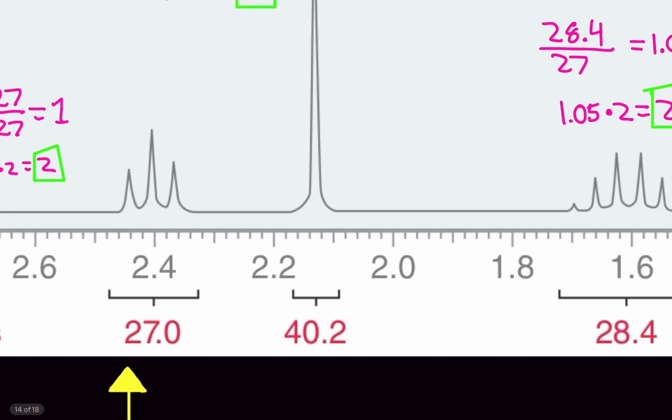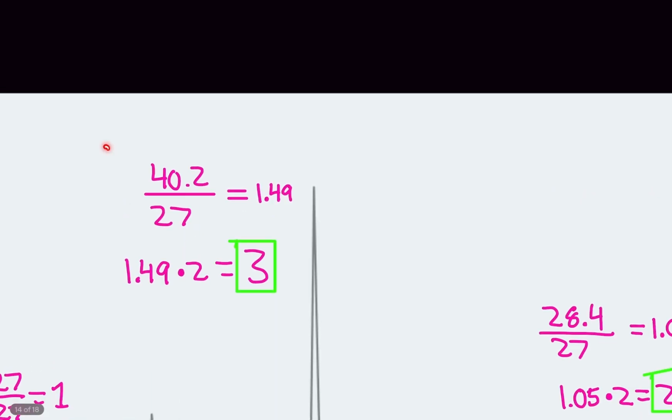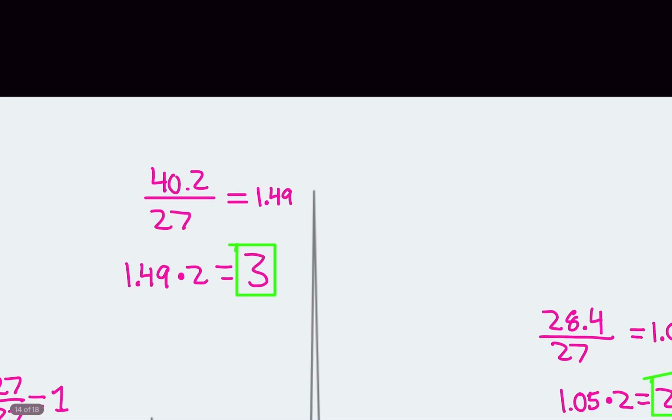Here we have 40.2. So you put 40.2 in the numerator divided by the lowest number, which is 27, like I said. We get 1.49. Then we multiply by 2 to get 3. We round up. You either round down or up, whatever makes it a whole number.